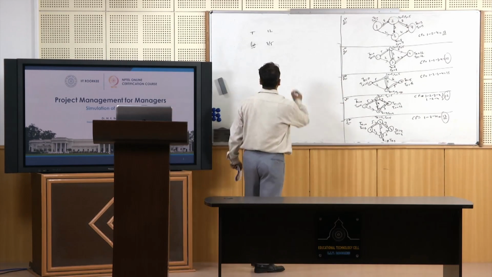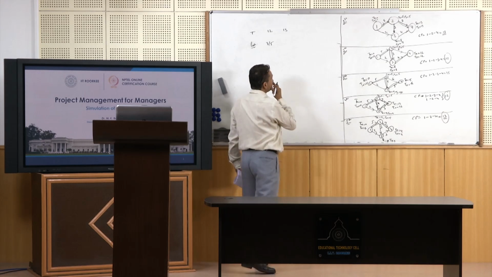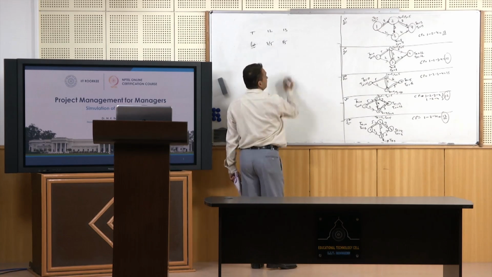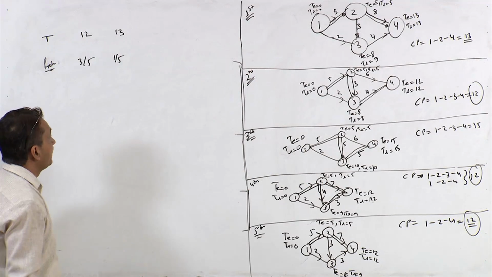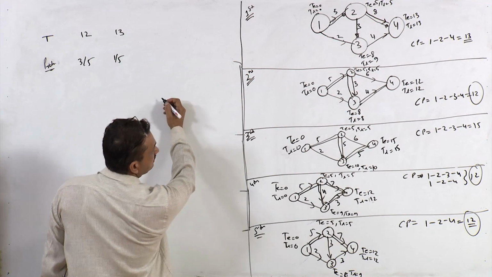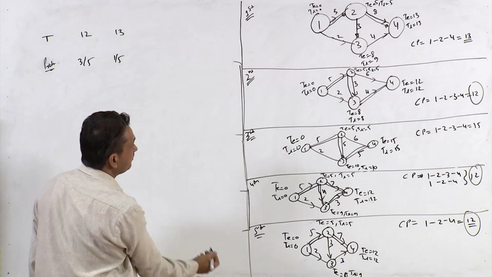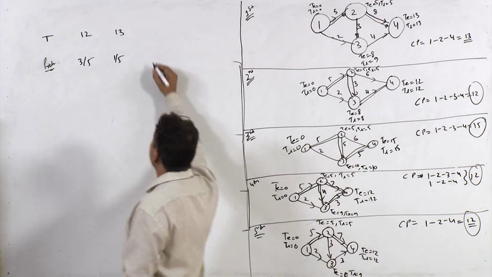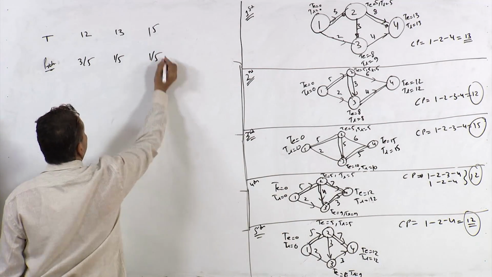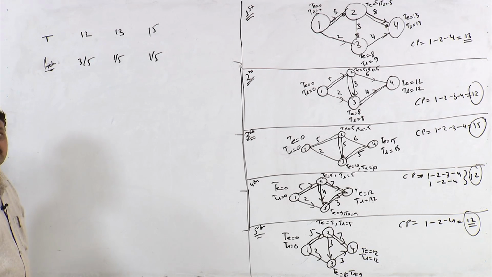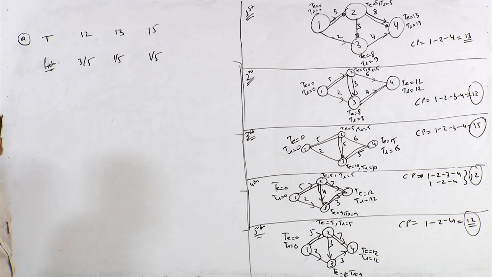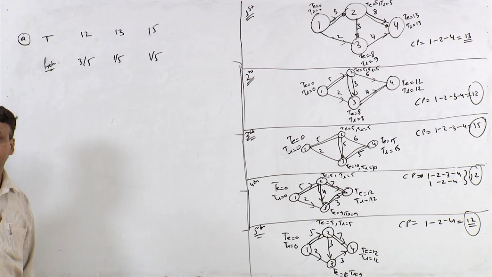Then 13 is how many times? Just one time, the first time, so 1 by 5. And 15, did we get 15? Yeah, here it is. So 15 is for one time. So this is the first part of the question, A, the distribution of this project.